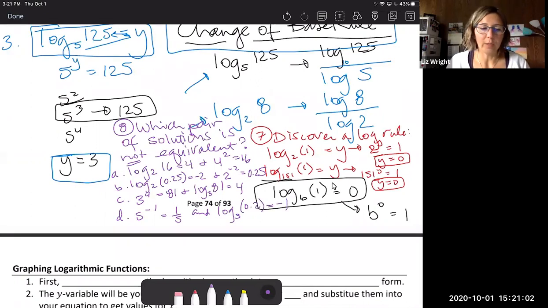So again, the question is, which pair of solutions is not equivalent? You should find one of those sets of pairs, A, B, C, or D, that are not equivalent to one another when you're converting them from log form back to exponential form, back to log form. One of them is not equivalent. So I want you to figure out which one it is and why, and report to me the next day in class.